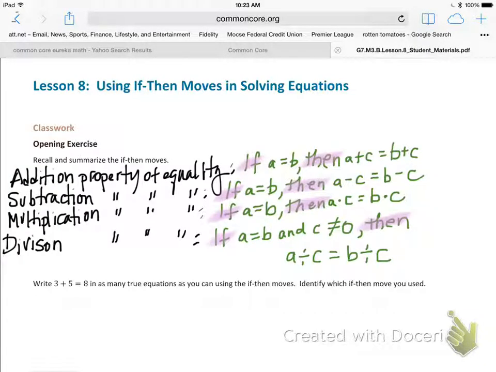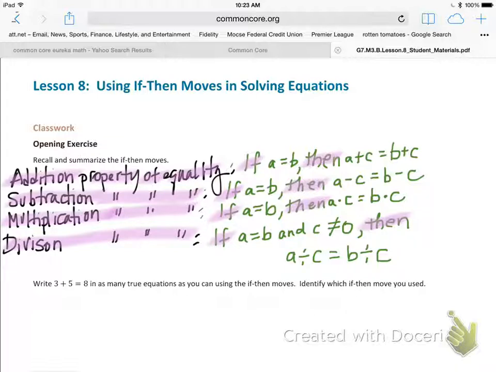Okay, so here they are, the if-then moves that we discussed in Lesson 21 of Module 2. And again, I kind of blew them away a bit, but here we go. We have the four main operations of math: addition, subtraction, multiplication, and division. All of these have a property of equality, and all of them go similarly.